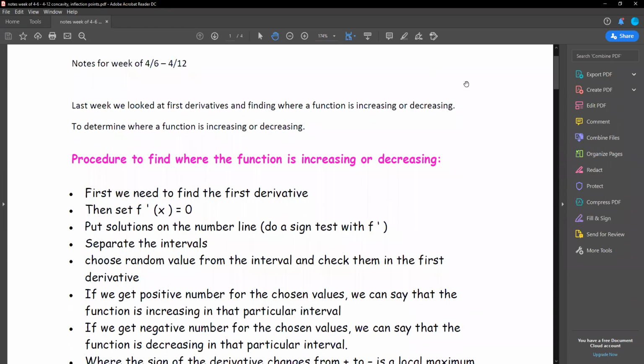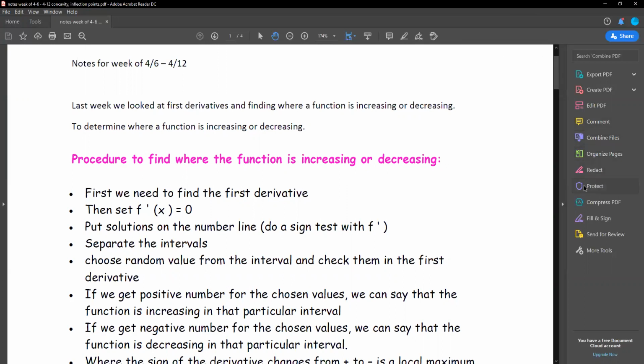We looked in the last couple videos at where a function is increasing and decreasing. You can tell this by whether the derivative is positive. If it's positive, it's increasing. If it's negative, it's decreasing. So the procedure to find where the function is increasing, I just kind of outlined a review here of the procedure without a calculator, obviously.